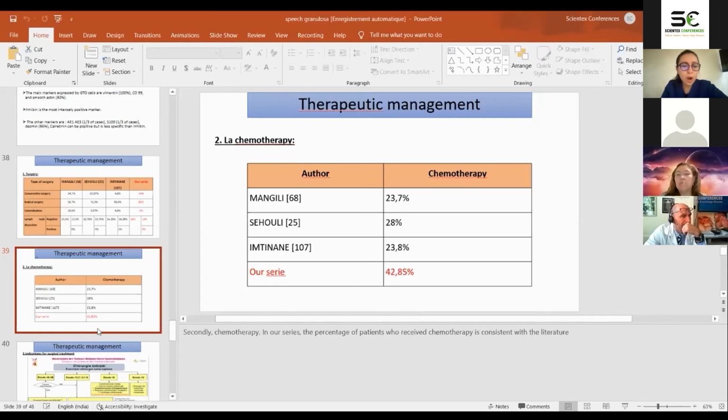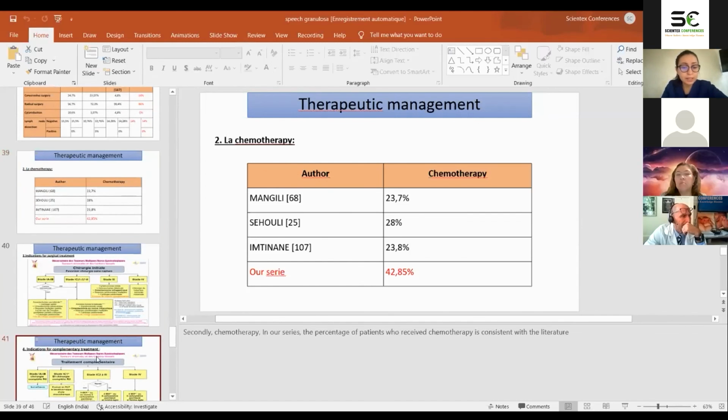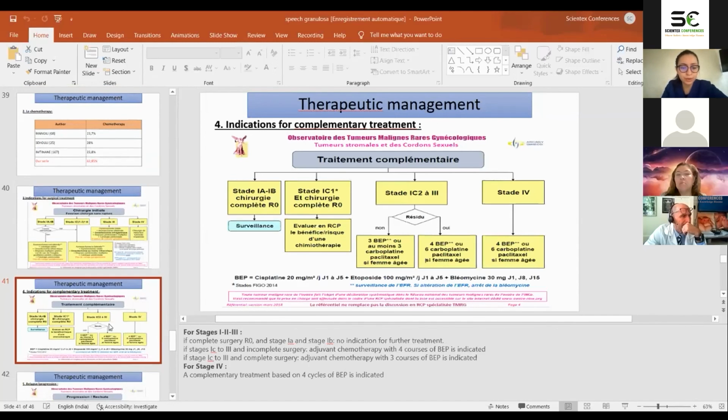For stage 1, 2, 3, if complete surgery, R0, and stage 1A and stage 1B, no indication for further treatments. If stages 1C to 3 and incomplete surgery, adjuvant chemotherapy with 4 courses of BEP is indicated. If stage 1C to 3 and complete surgery, adjuvant chemotherapy with 3 courses of BEP is indicated. For stage 4, a complementary treatment based on 4 cycles of BEP is indicated.